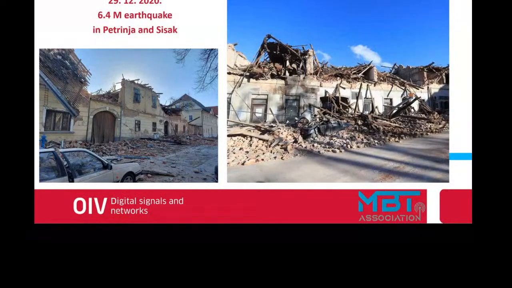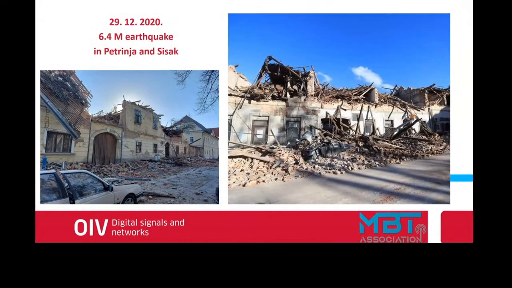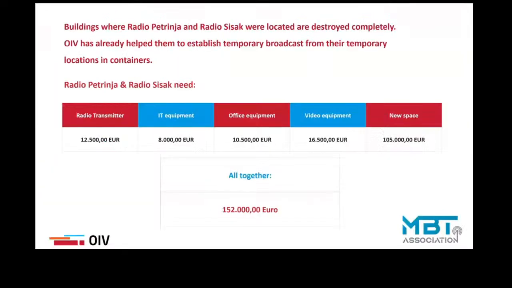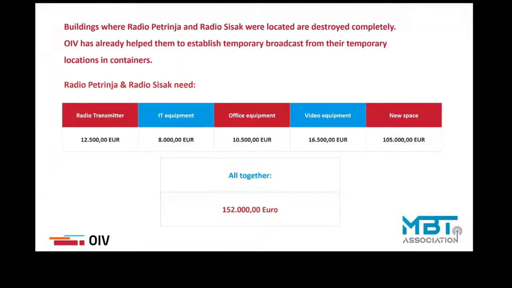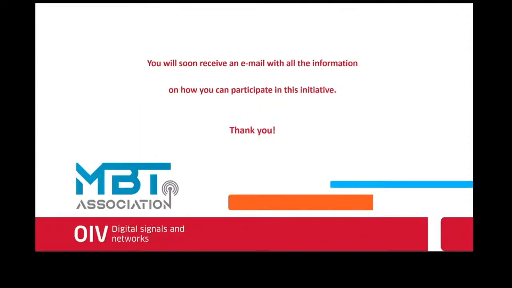As you already saw in the movie, the earthquake was really devastating, and the buildings were destroyed, and they are now in containers. So they need radio transmitters, they need IT equipment, office equipment, video equipment, and new space. Altogether, they need 152,000 euros. So we will try to help, and you will soon receive an email with all the information on how you can participate in this initiative if you are able to. So thank you.